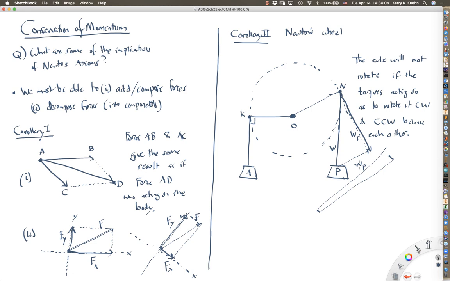I'd like to go on to Corollary 3, and so I think I'll pause here and take that up in the next lecture.